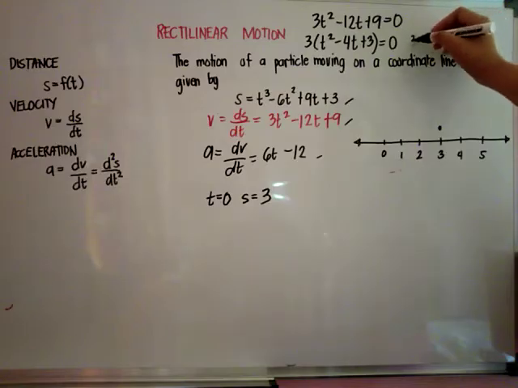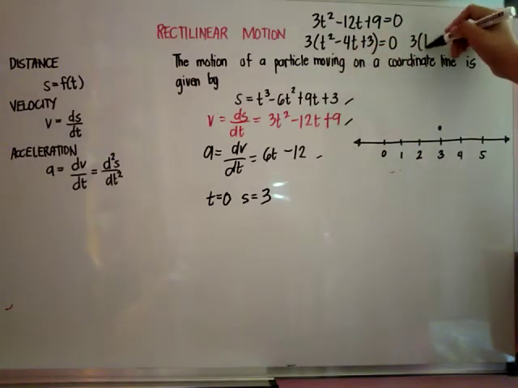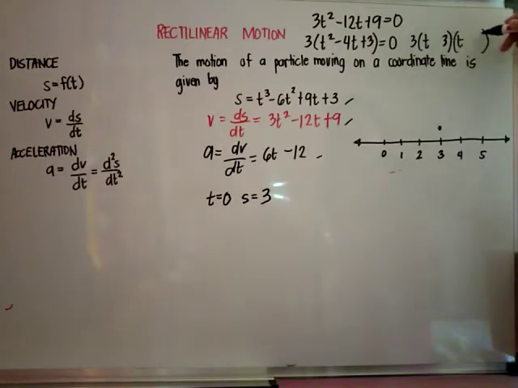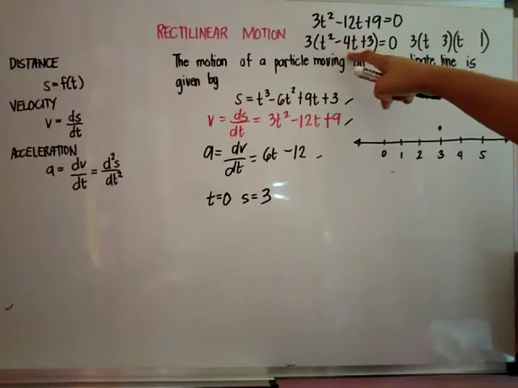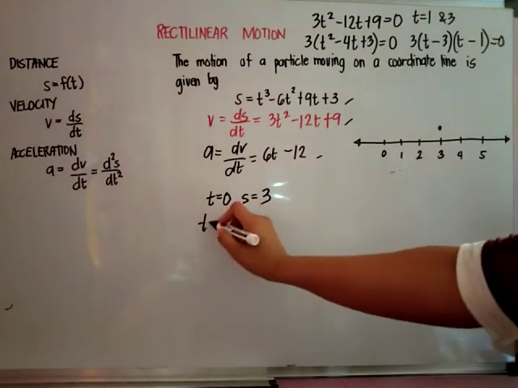So, pag pinactor out natin ito ulit, ano yung number na kapag pinag-times is equal to 3? We have 3 and 1. And then, pag pinag-add sila, negative 4. So, meaning minus pareho. So, we have the values of t, 1 and 3. Therefore, yung critical values natin is at time equal to 1 and 3.